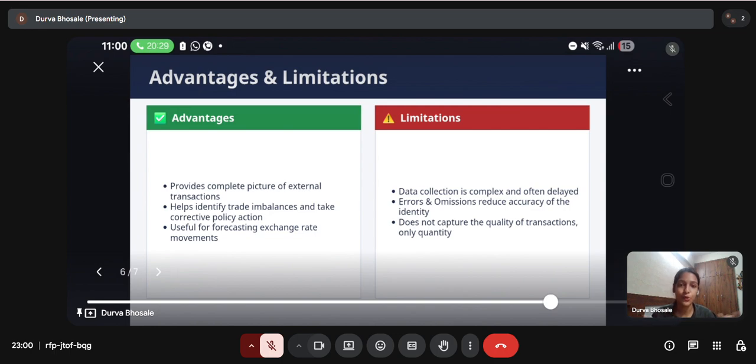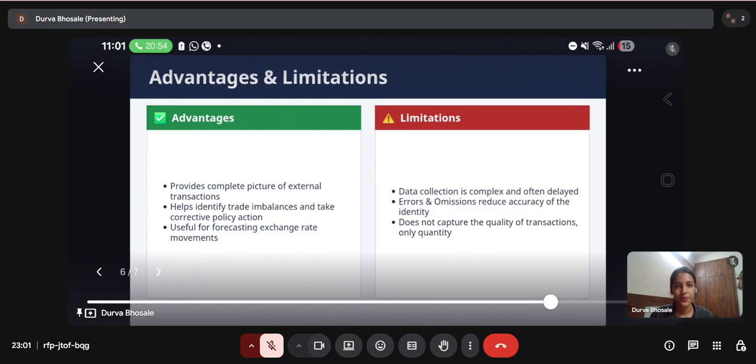Let's move forward to the limitations. The limitations of balance of payments are: number one, data collection is often a complex, tedious problem, which also causes delays. Number two, errors and omissions reduce the accuracy of the identity. And number three, it does not capture the quality of transactions, rather just the quantity.